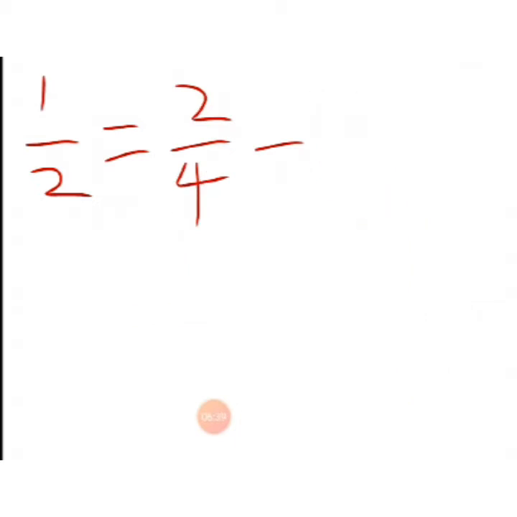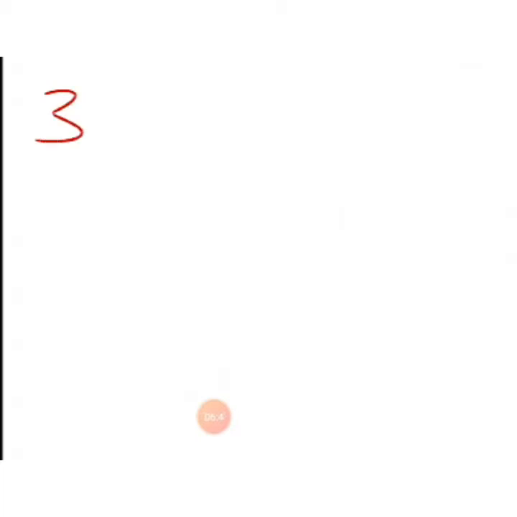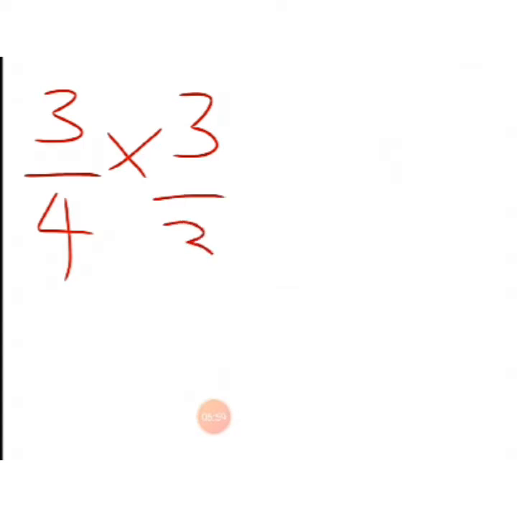Now, if you're asked to find 2 equivalent fractions of 3 over 4, how do you go about this? What you simply do is pick any neutral number. I'll pick number 3. Let's multiply the numerator with 3 and the denominator with 3. 3 times 3 gives us 9. 3 times 4 gives us 12. That means 9 over 12 is equivalent to 3 over 4.